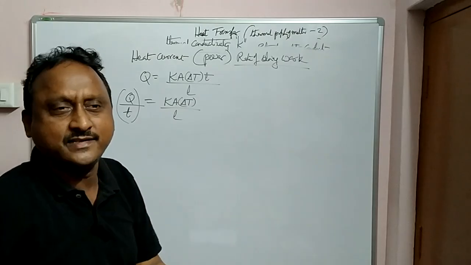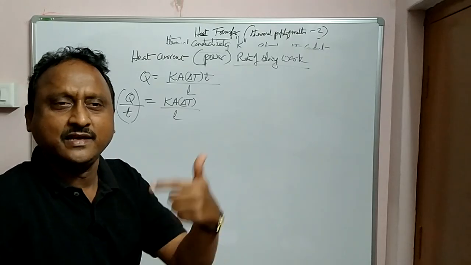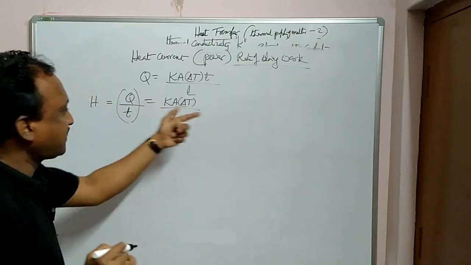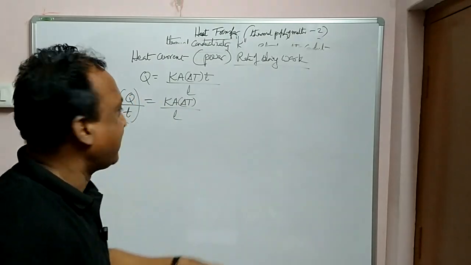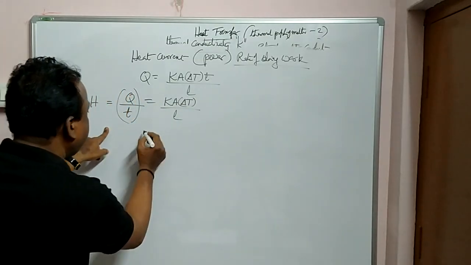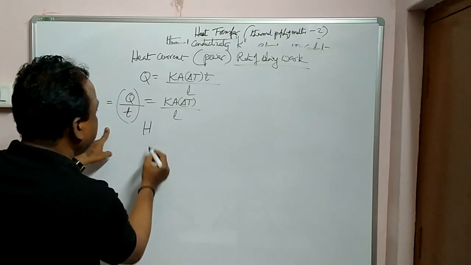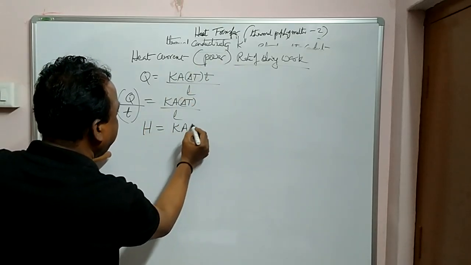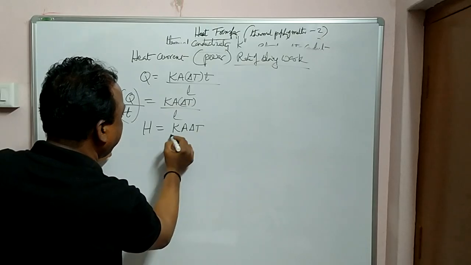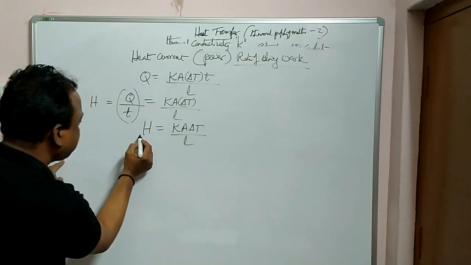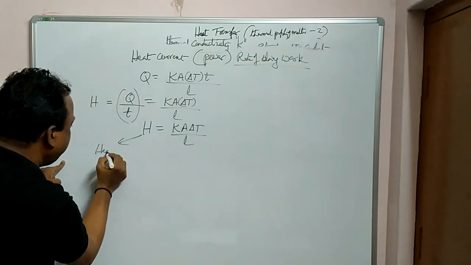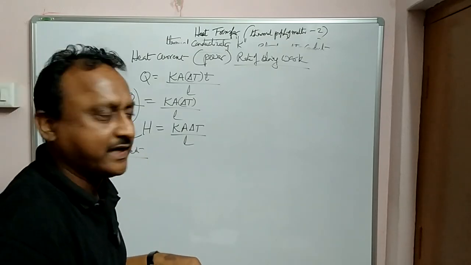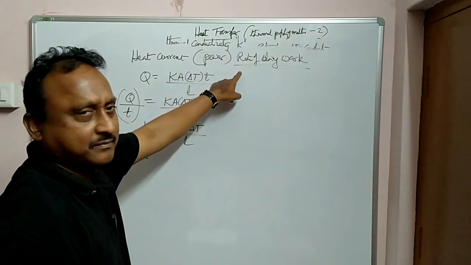Heat is flowing, just like electricity. When current is flowing inside a material wire, you say current electricity. In the same way, when heat is flowing, it can be called heat current. So Q by t I can write as H. This is also called power. So H is equal to KA delta T by L. This H is called heat current, the rate of flow of heat, just like power.